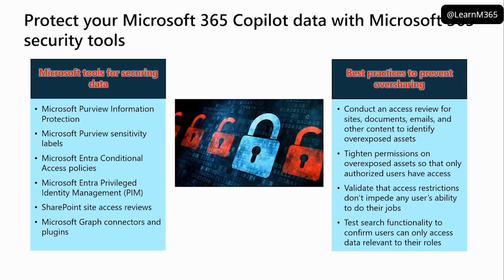and then deploy Copilot for Microsoft 365. That's why we talk about data protection, data security, data compliance. So, Microsoft tools for securing data. First of all, what can we have? Microsoft Purview Information Protection. Second, sensitivity labels, conditional access policies, PIM, Privileged Identity Management, SharePoint site access reviews, Microsoft Graph connectors and plugins. These are the tools and these are the services. We have talked about almost all the services, but graph connectors and plugins we are going to discuss today.